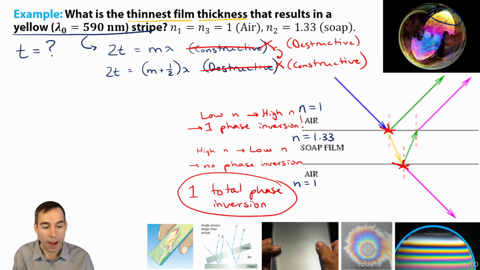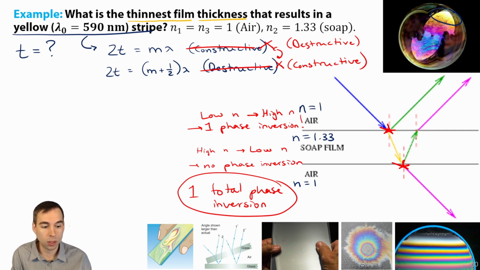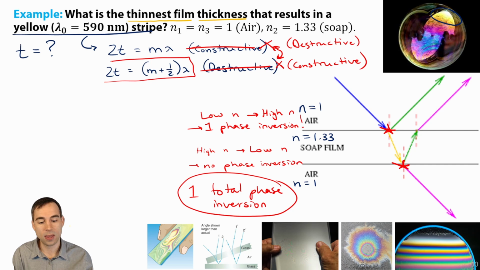You have to think about how many phase inversions there will be: 0, 1, or 2 total. There could be 1 at the top, 1 at the bottom. That could lead to 2, but in this case, we only have 1 total phase inversion, and so we swapped the 2 equations that we use, and now to find the constructive case for a yellow bright spot, I'm going to use the m plus 1/2 equation.